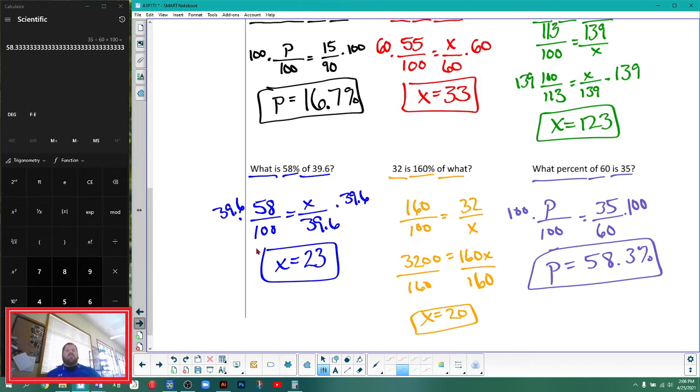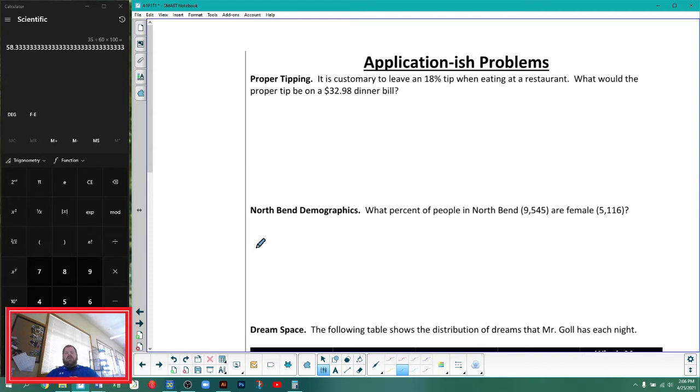Okay, let's go ahead and look at the other side. Here we have a couple application type problems that just kind of get us ready for more of that application, where this is actually used and how we can use it to be better at common situations. So the first one is about proper tipping. It says it is customary to leave an 18% tip when eating at a restaurant. And what would the proper tip be on a $32.98 dinner bill?